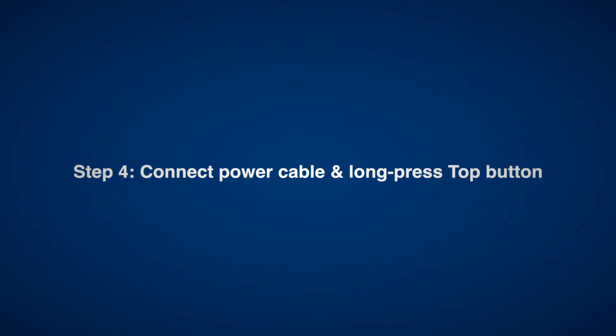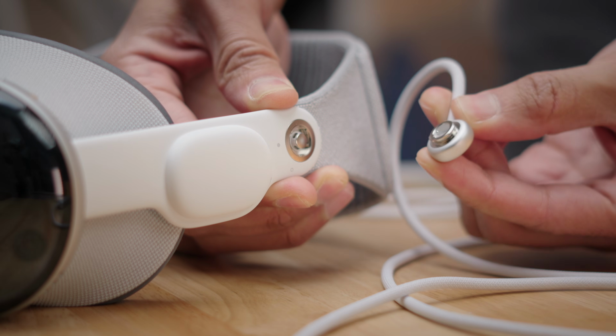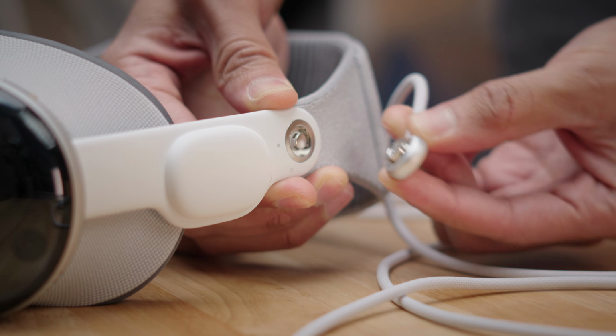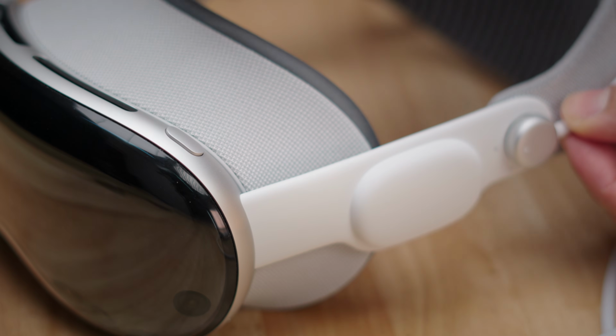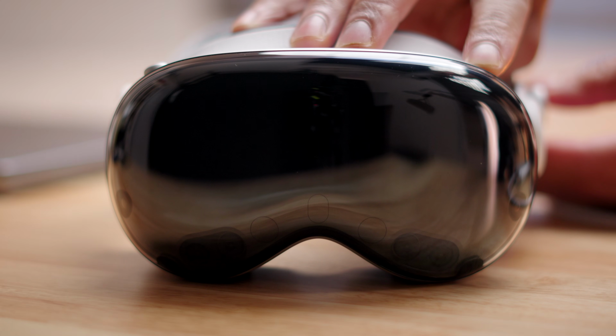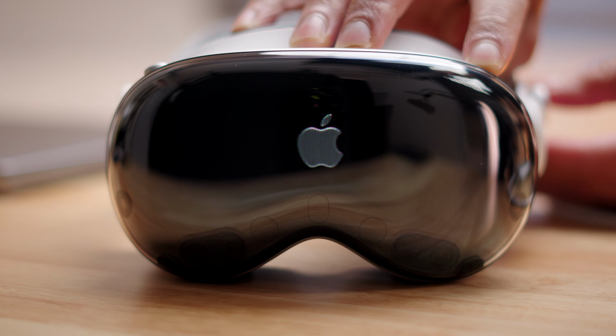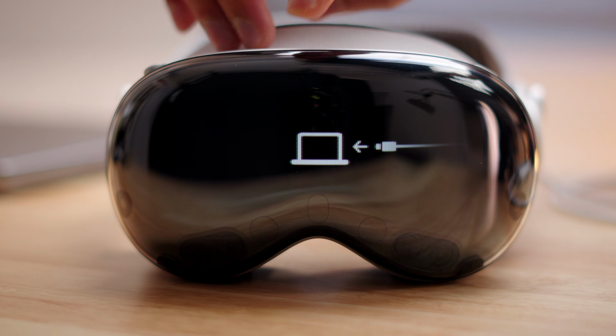All right, now you want to connect power to your Apple Vision Pro, but before you do that, be ready to long press the top button. So once you have it connected, press and hold the top button, continue holding it until you see the Connect to Mac dialog appear on the front glass. Keep holding, there you go. Now you can release the top button.